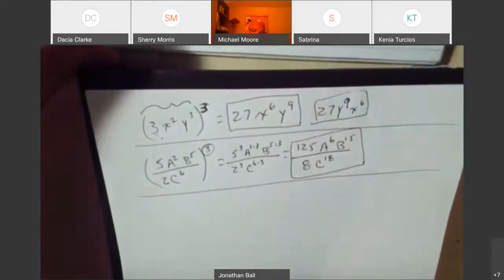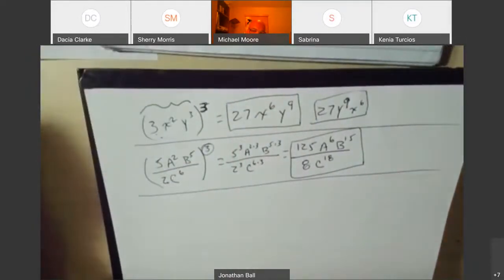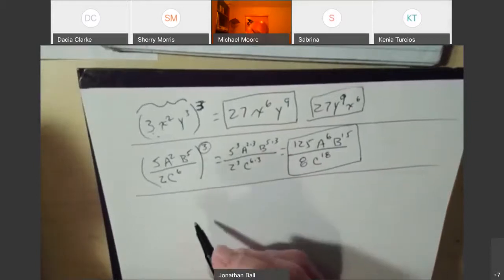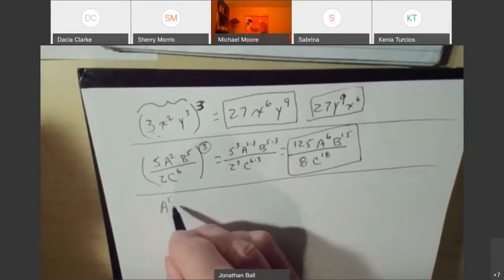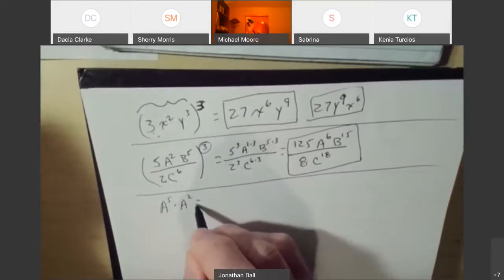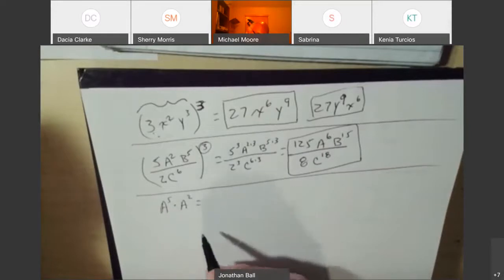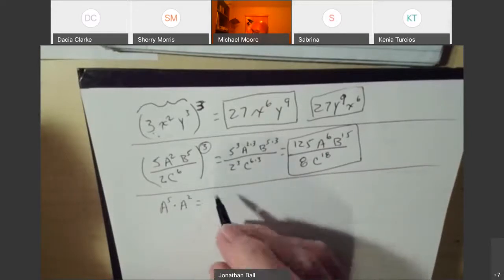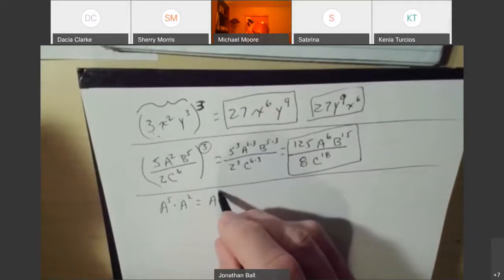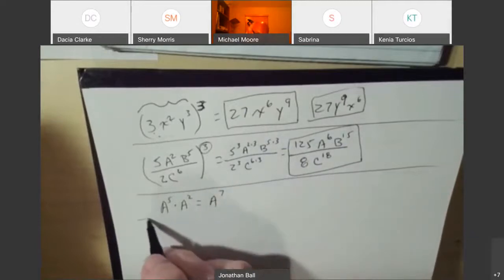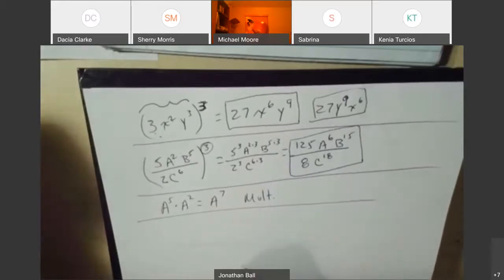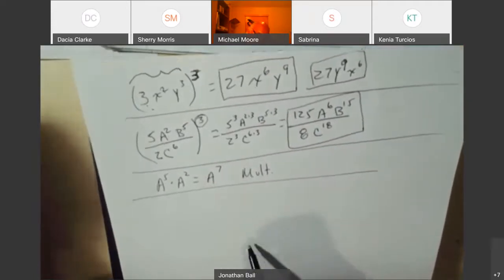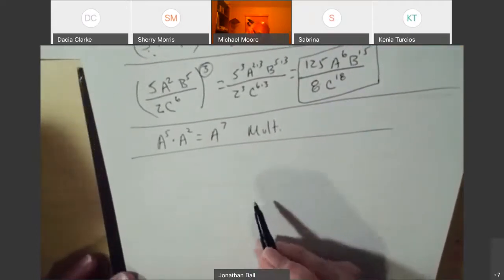Let's see, what else do we have? Now, when we multiplied a to the fifth times a squared, what did we do with the exponents? We added them. When you multiply, you add the exponents. But what if we divide? What are we going to do here? We're going to subtract the exponents.